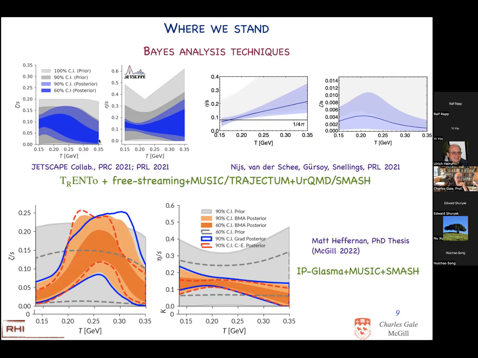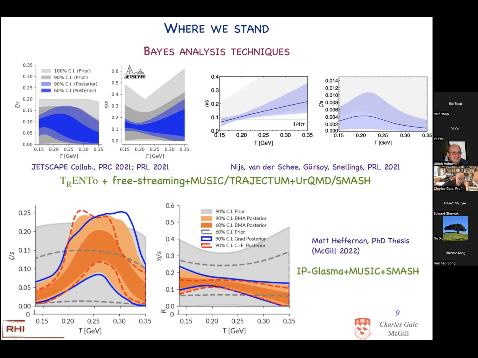The model behind this is Trento, followed by free streaming, plus MUSIC, followed by URQMD. On the right-hand side is a more recent development where people have been using not MUSIC, but a new hydro code called Trajectum, by a group in the Netherlands. The picture they get uses, again, Trento plus a slightly different version of free streaming, but free streaming nevertheless, followed by not URQMD, but SMASH, shown here. The difference in shear is apparent, but it's not the main difference. The main difference, I would argue, is the size of the bulk viscosity between this estimate and this one here.